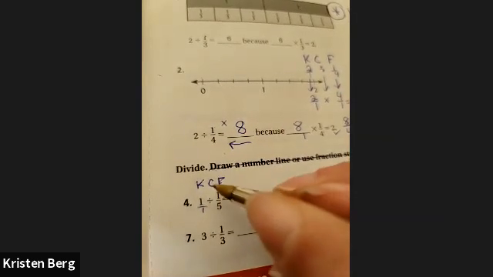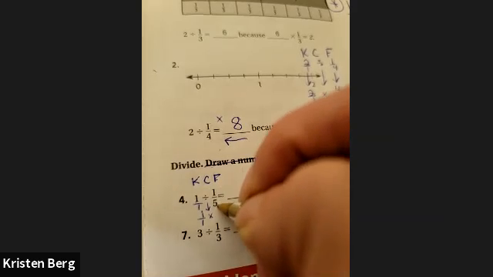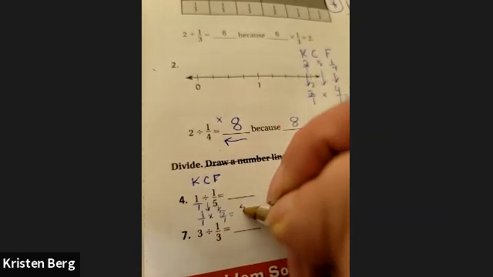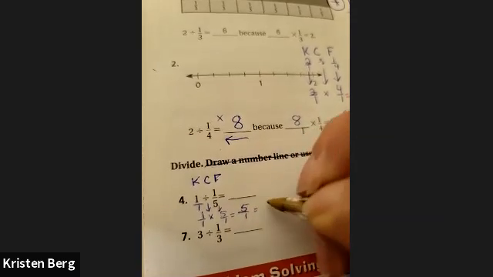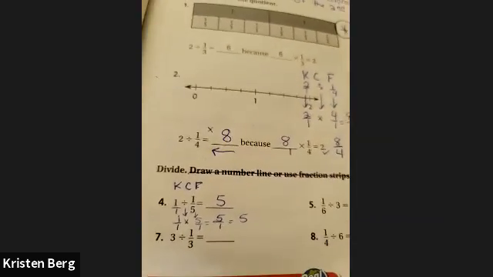So keep, well, it's just 1, so you could do 1/1. So remember, we're keeping 1/1. I'm going to change to a times, and then I'm going to flip this around to 5/1. And then 5 times 1 is 5/1, which is 5. So your answer is 5.